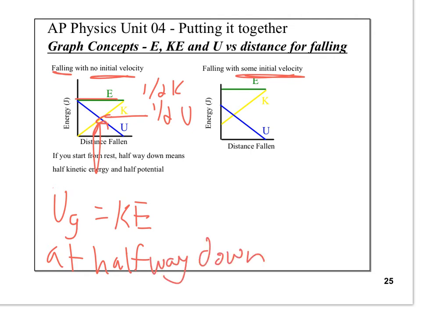At that intersect. That is true if we drop it. It's a little different when we've thrown an object off. Again, the intersect is where those energies are equal, but as you can see, it is not halfway down this time.